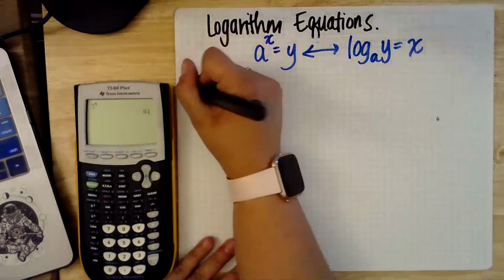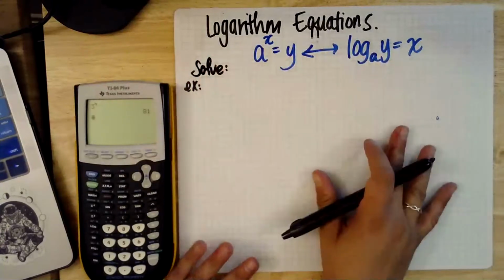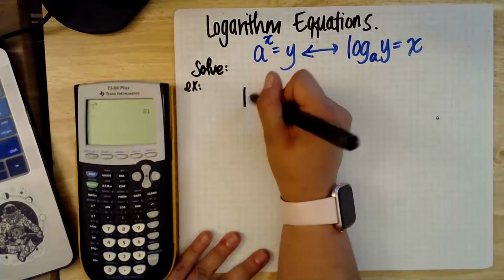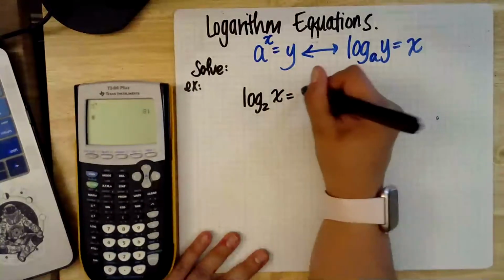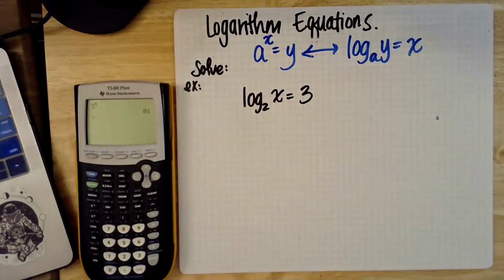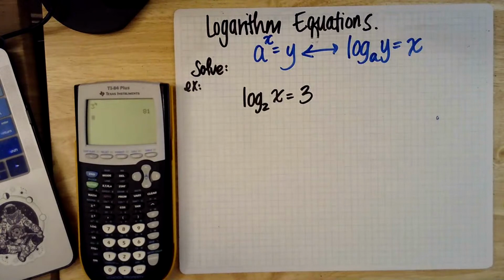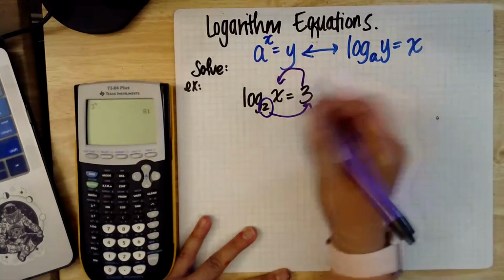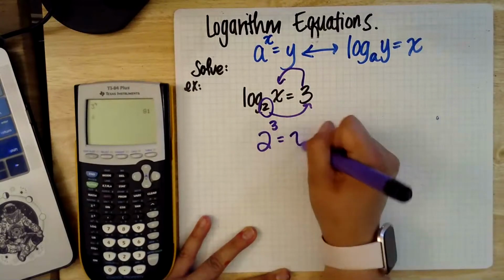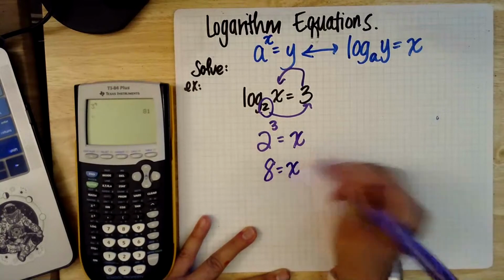I'm going to do another example. I'm going to ask you to solve the following. What happens when I have log base 2 of x is equal to 3? How do I solve for this one? I have to understand this relationship in order to solve it. So I recognize that 2 to the 3 is equal to x. Simplifying that, I get x is equal to 8.